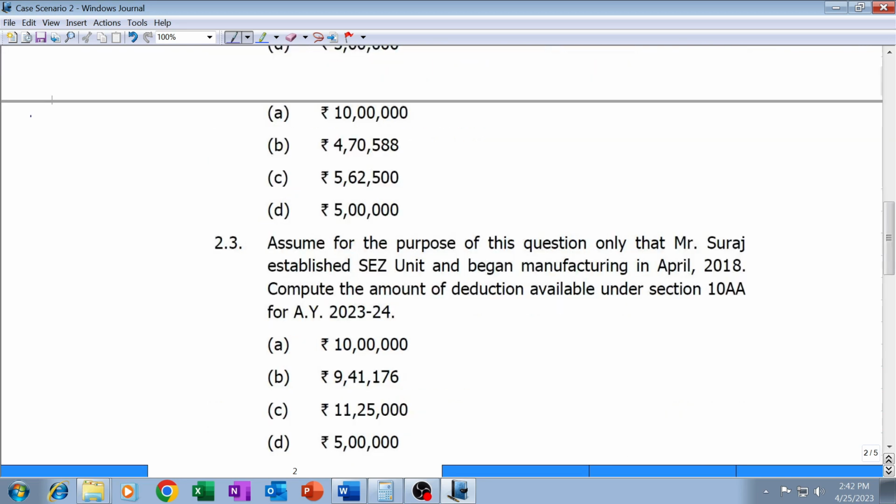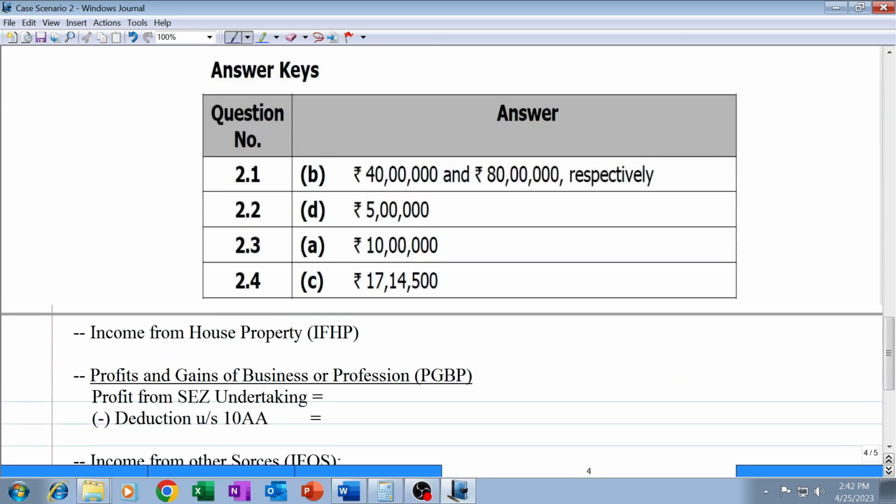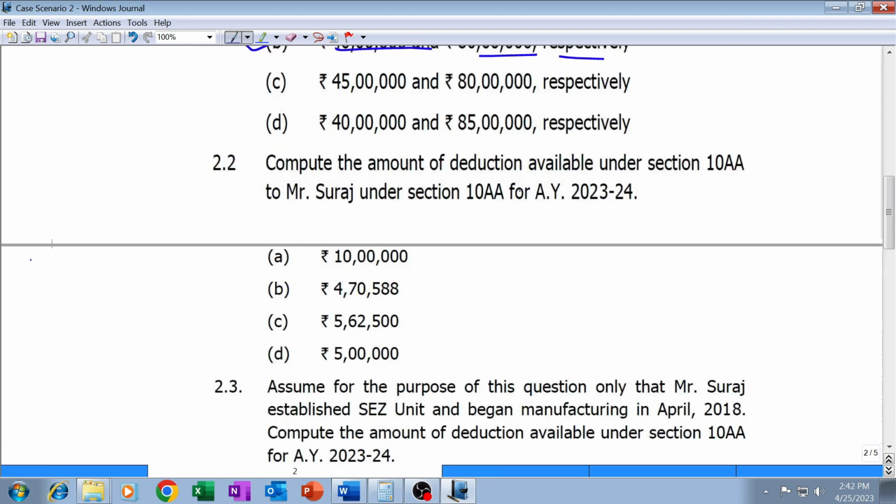We will check the institute's answer also. The institute's answer is also 40 lakhs and 80 lakhs, B. Our answer is correct. Second, compute the total amount of deduction available under section 10AA. Deduction we have already claimed, already calculated, 5 lakh rupees.